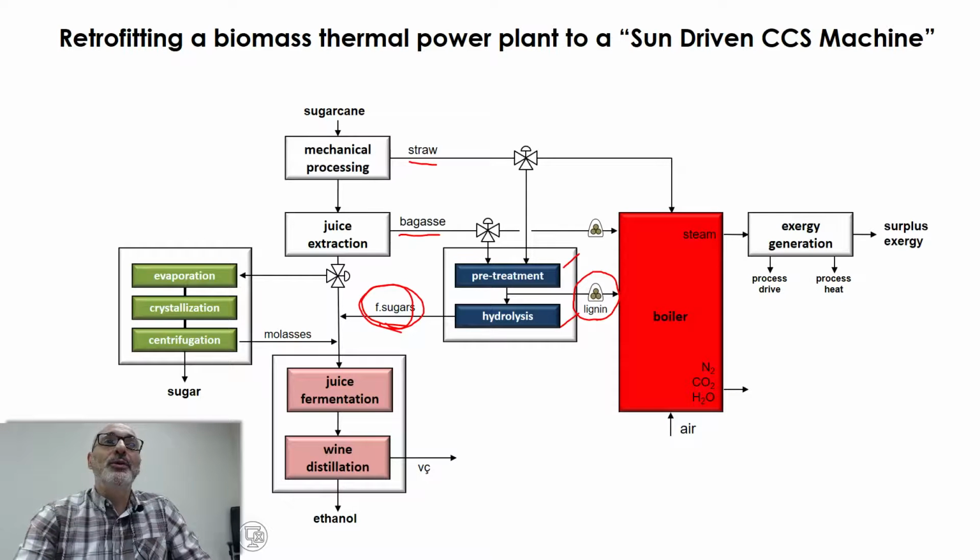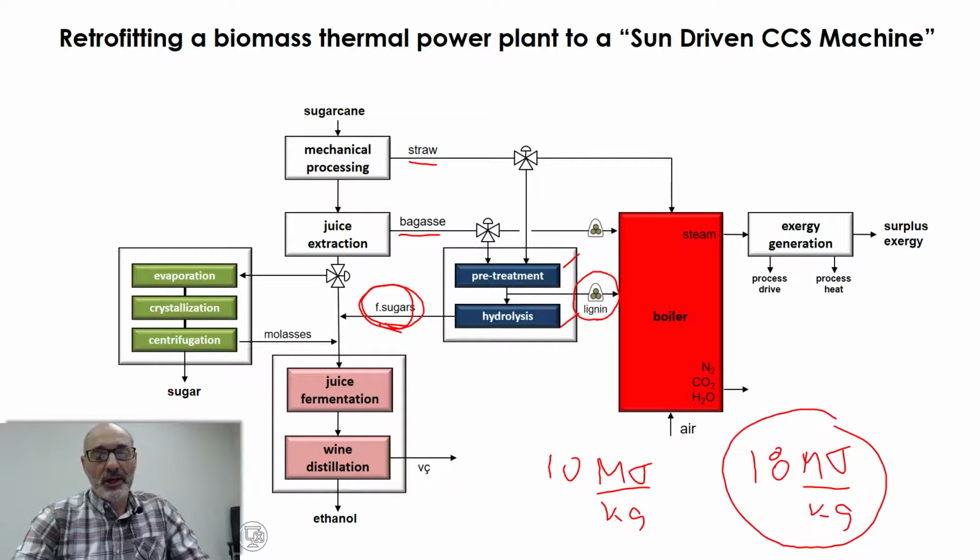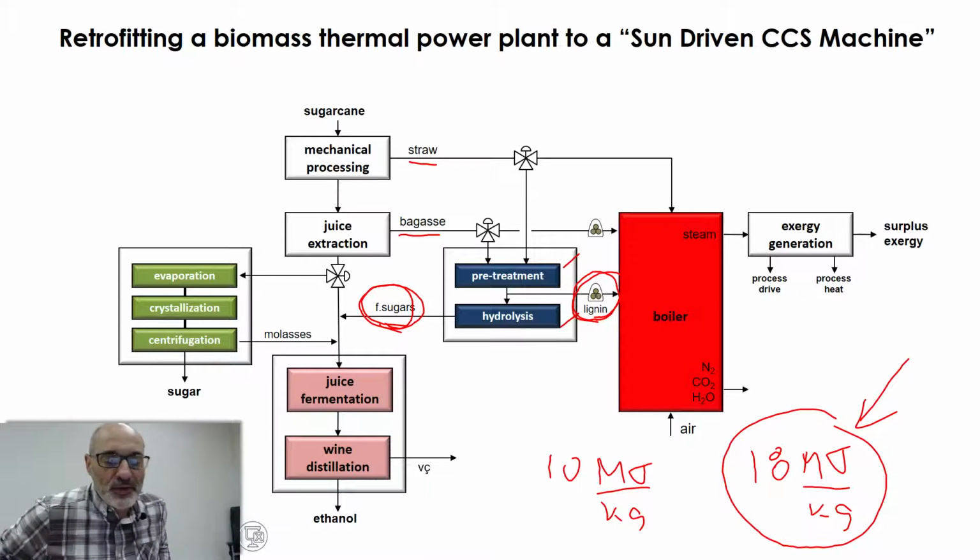Actually, it's comparable to natural gas. Celluloses and hemicelluloses are roughly 10 megajoules per kilogram, and lignin is something around, I would say, 18 megajoules per kilogram. So you see, it has a very high energy content. It's impossible to ferment, so you better burn it to produce heat. That's the first step in changing the process in order to generate that CCS machine.